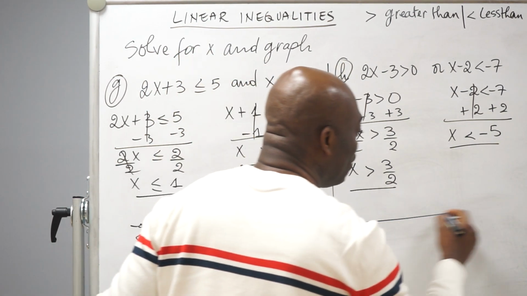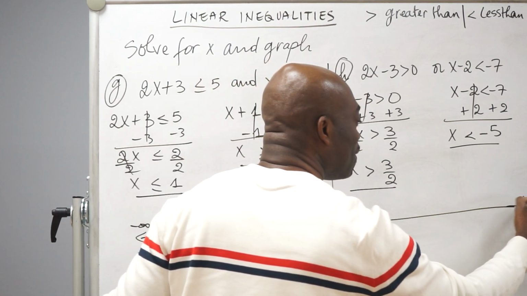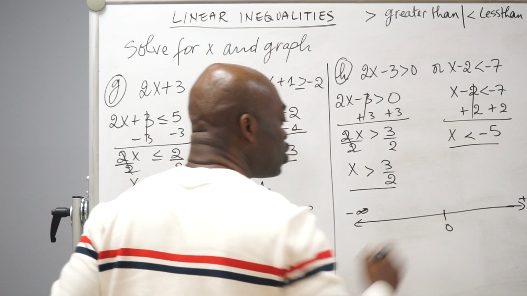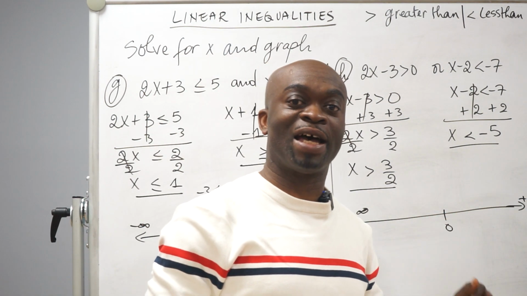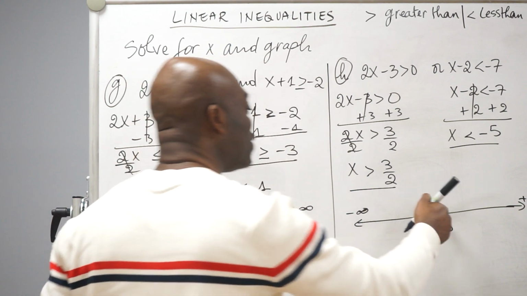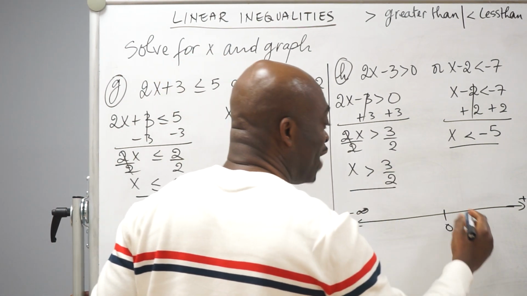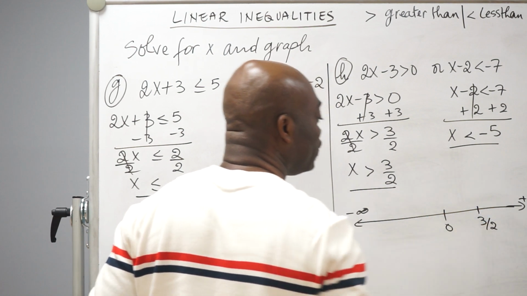So now we go with our number line, the magical number line. So we have negative infinity on the left and positive infinity on the right side. So that's what we have so far. So we have 0 right in the middle of it. So now if we go to 3 over 2, which is 1.5, correct? Somewhere on the right side because it's positive. 3 over 2.